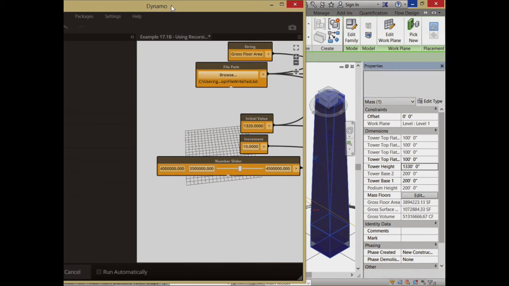1330, 3894. Okay, getting a little closer. Let's try 1340. 1340, 3931. Okay, it's just going to keep on growing. 3969 at 1350, we're getting pretty close to 4 million. Okay, so 4 million is just over.